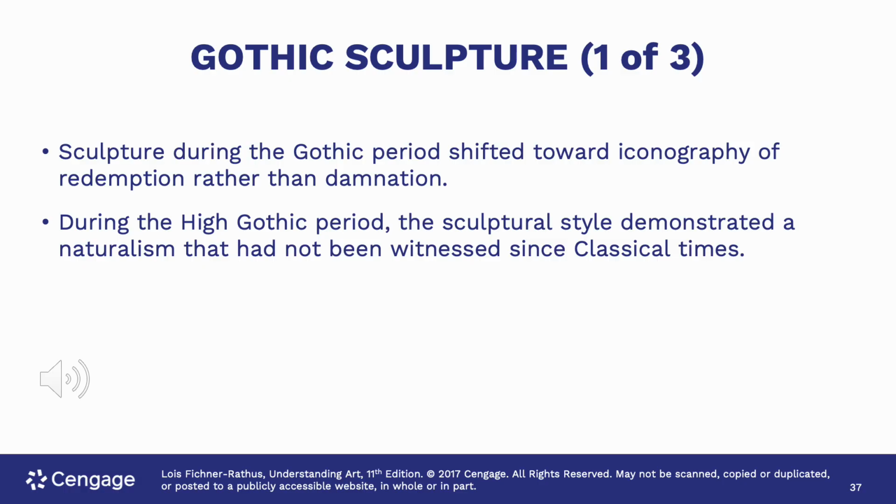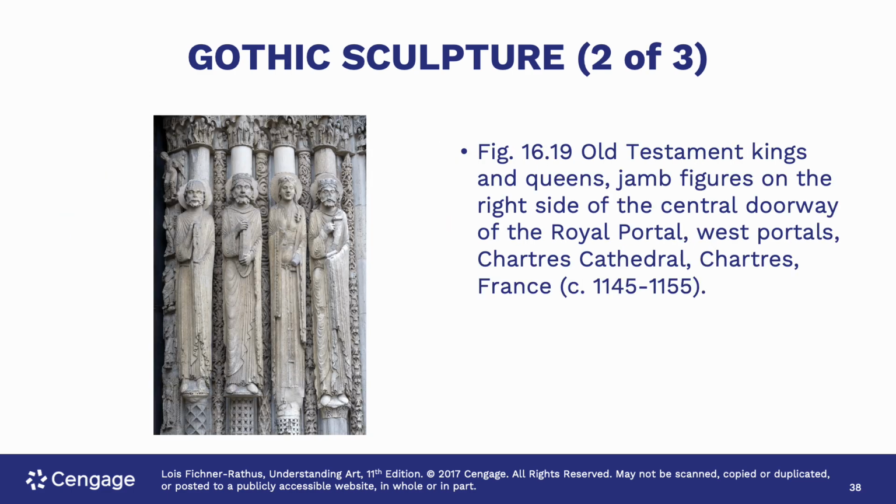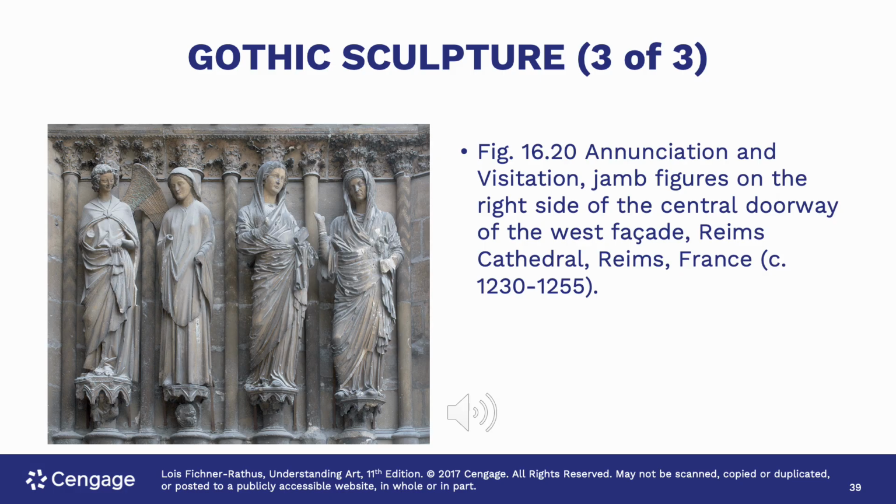Unlike earlier medieval sculpture, Gothic figures became more naturalistic. Let's look at figure 16.20. These sculptures show figures interacting with each other more naturally. The drapery and body posture show renewed interest in realism.